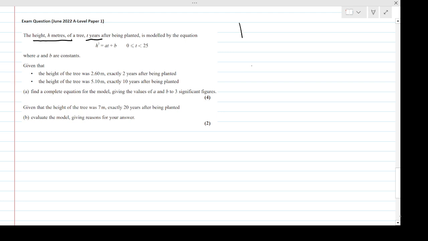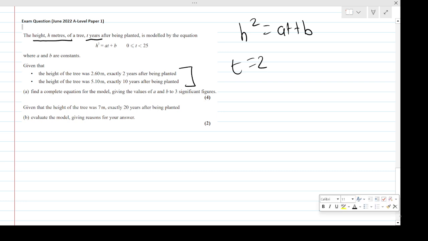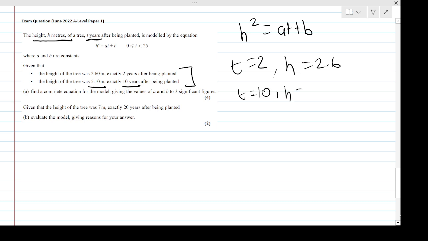So we need to solve that. Let's restate our equation: h squared is at plus b. I need to use the information given. It's told us that the height of the tree was 2.6 meters at exactly 2 years. So when the time is 2, because t is in years, t is 2 and h, the height, is 2.6, as you can see there and there. And then when t is 10, in 10 years, the height is 5.1. So we can write that as t is 10, h has to be 5.1.